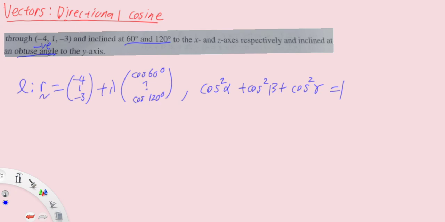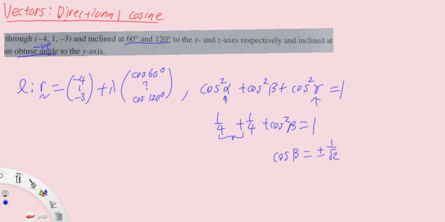From here, we just need to sub in. We have alpha, we have gamma, and therefore we can find beta. So we have cosine square 60, which is simply half square, so we have 1/4. Cosine square gamma is 1/4 as well, because cosine 120 is negative cosine 60, which is minus half, whole thing squared is 1/4, plus cosine square beta equals 1. And from here you can solve it very fast. Cosine beta equals plus minus 1 over root 2.